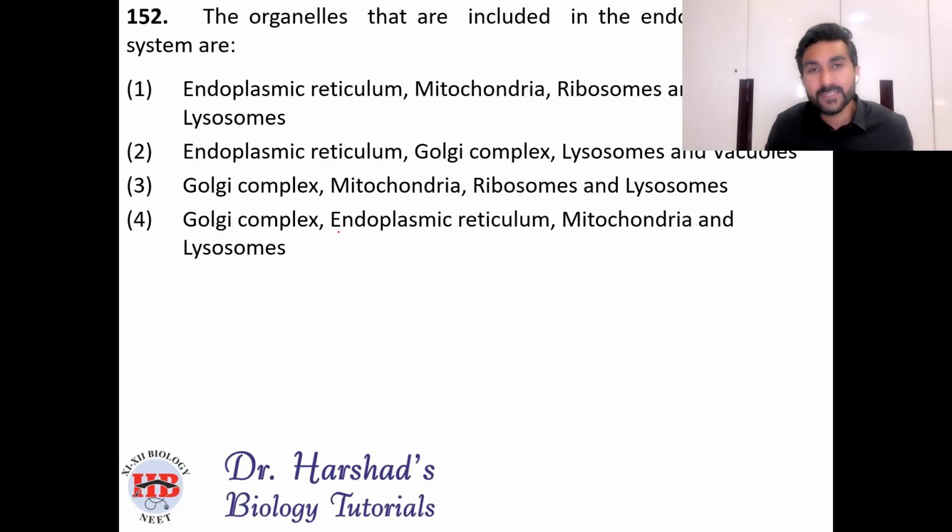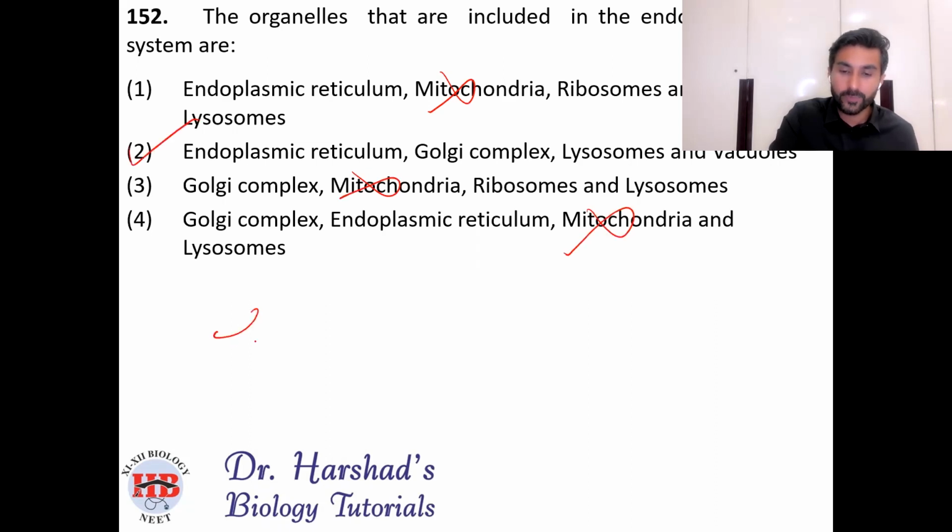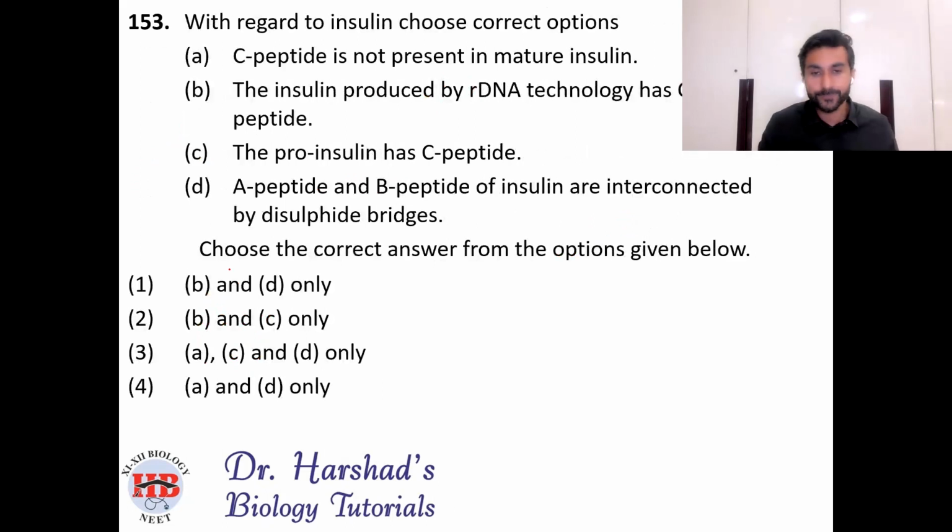This question is about the endomembrane system. The endomembrane system, if you remember, includes cell organelles like endoplasmic reticulum, Golgi complex, lysosomes, and vacuoles. Mitochondria is not a part of the endomembrane system. And so this option gets ruled out, this option gets ruled out, this option gets ruled out. Our answer would be option number 2.